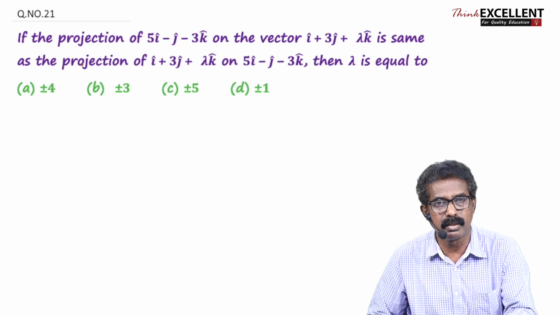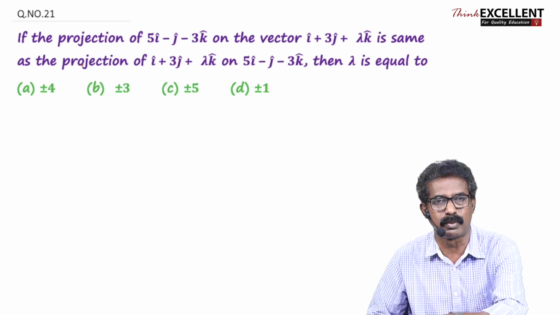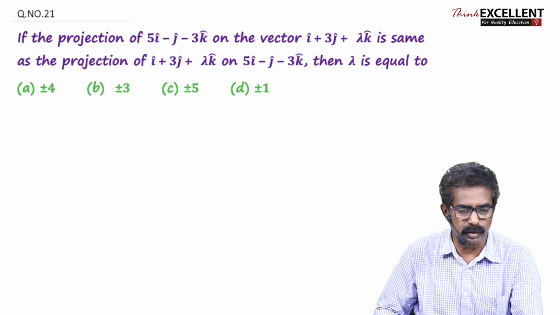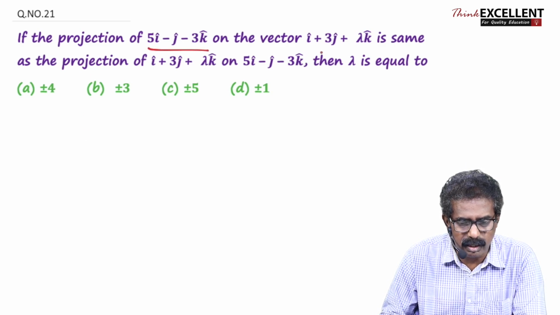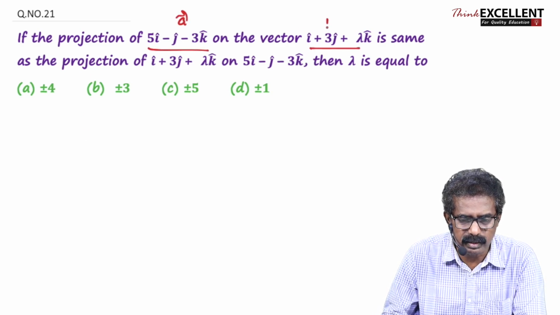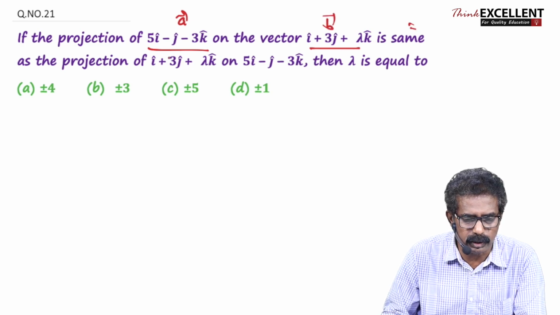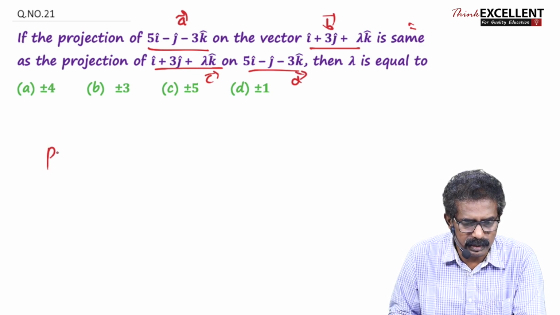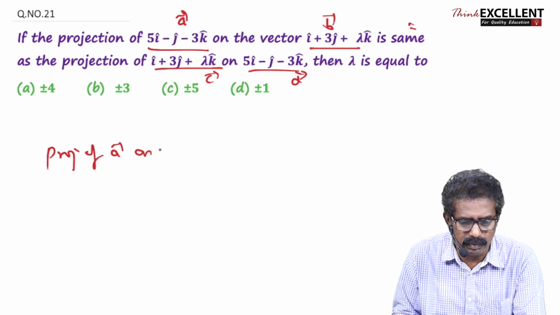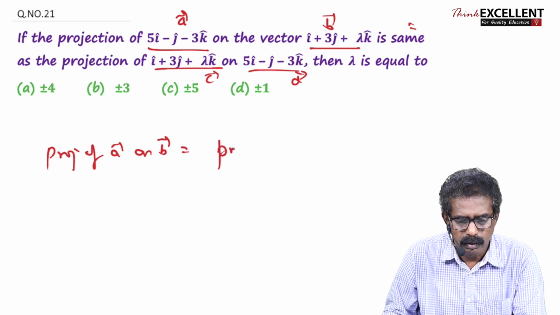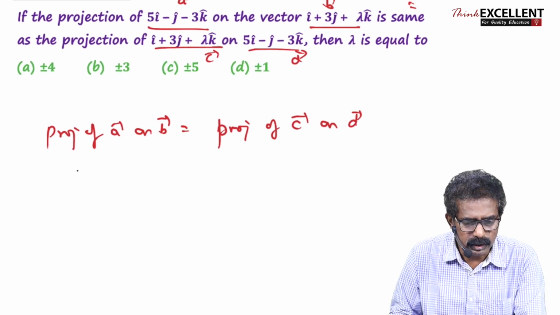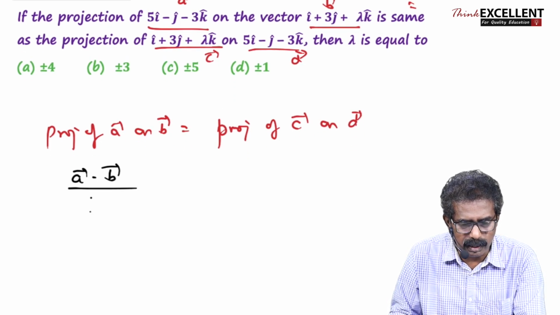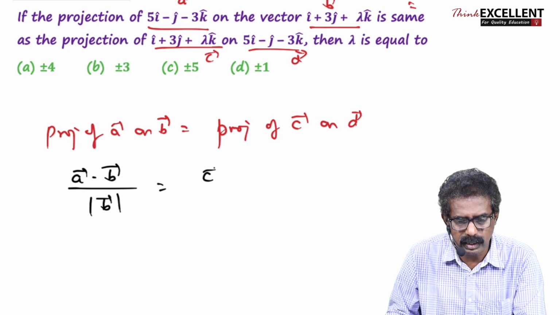Projection of A vector on B vector. So B vector is the second one, right? Denominator modulus of B vector you write. So projection of this on this, I am taking this is A vector, this is B vector, is same as, so equal to the projection of C vector on D vector, okay? So I am giving names like this. So what is given? Projection of A vector on B vector is same as projection of C vector on D vector. The formula, projection of A on B, A dot B by modulus of B vector is equal to C dot D by modulus of D vector.